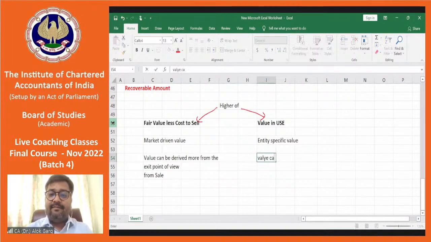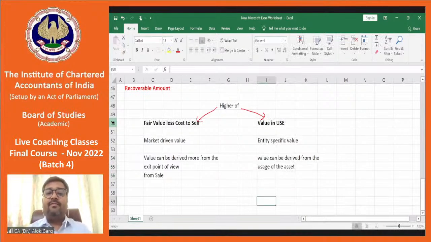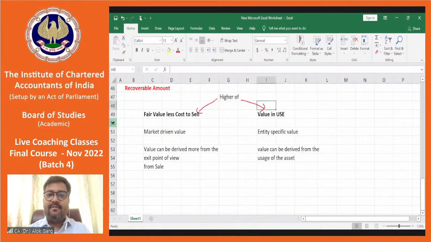So here value can be derived from the usage of the asset, right? I hope it is clear to everyone, friends. Is it clear? Yes? No? Yeah, great. So we are clear on fair value less cost to sell and value in use.